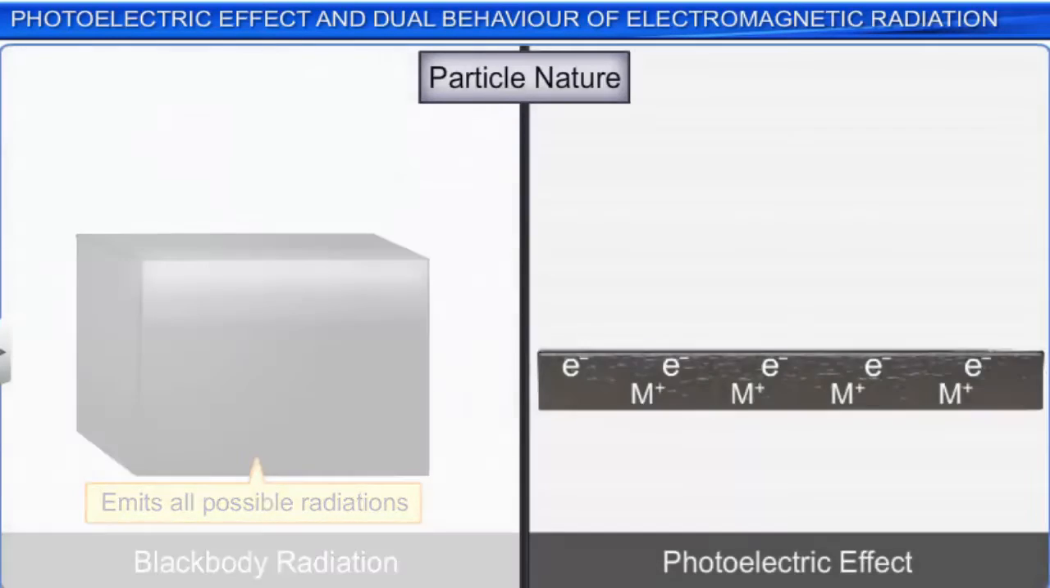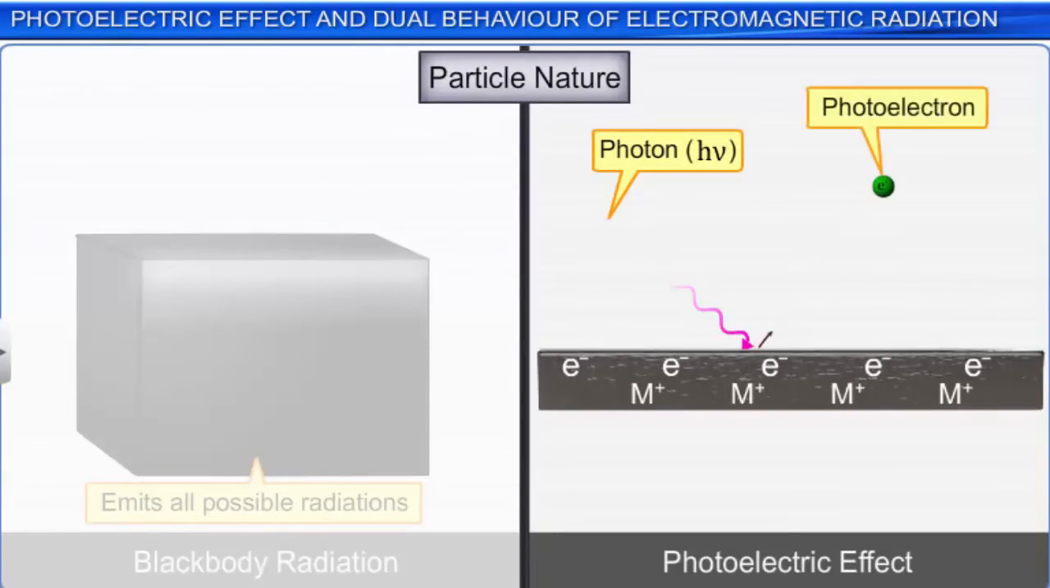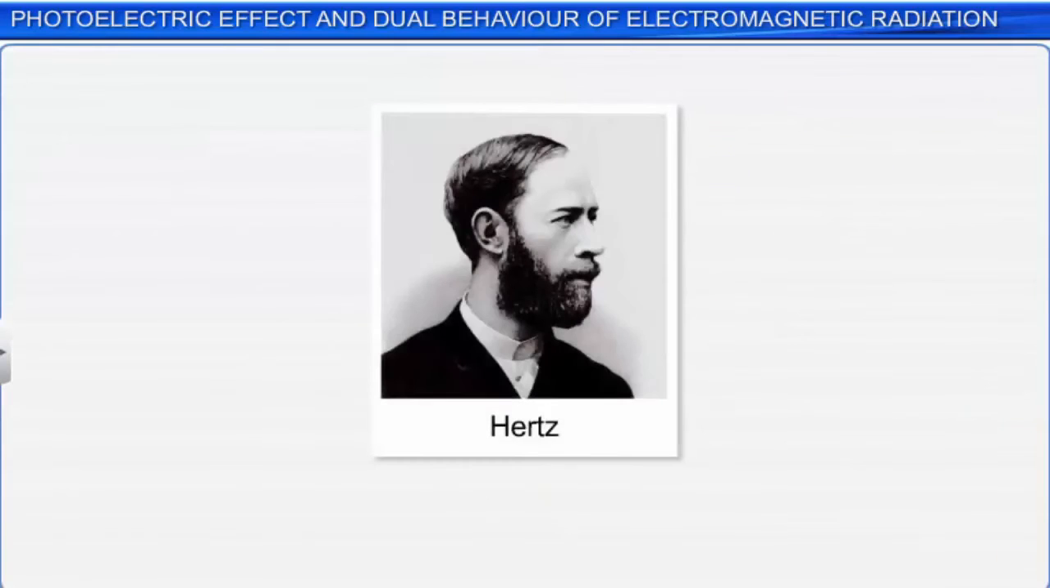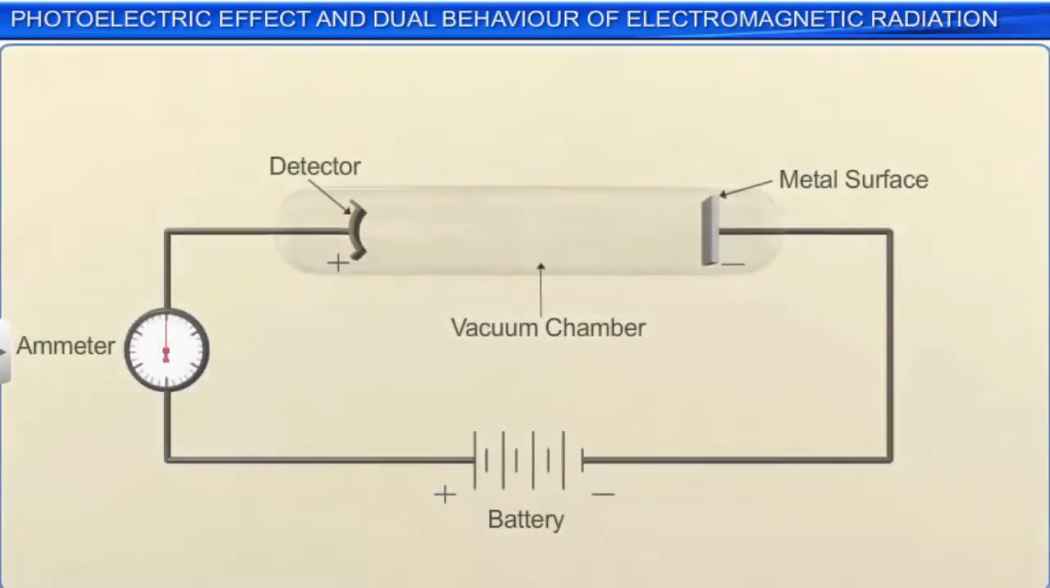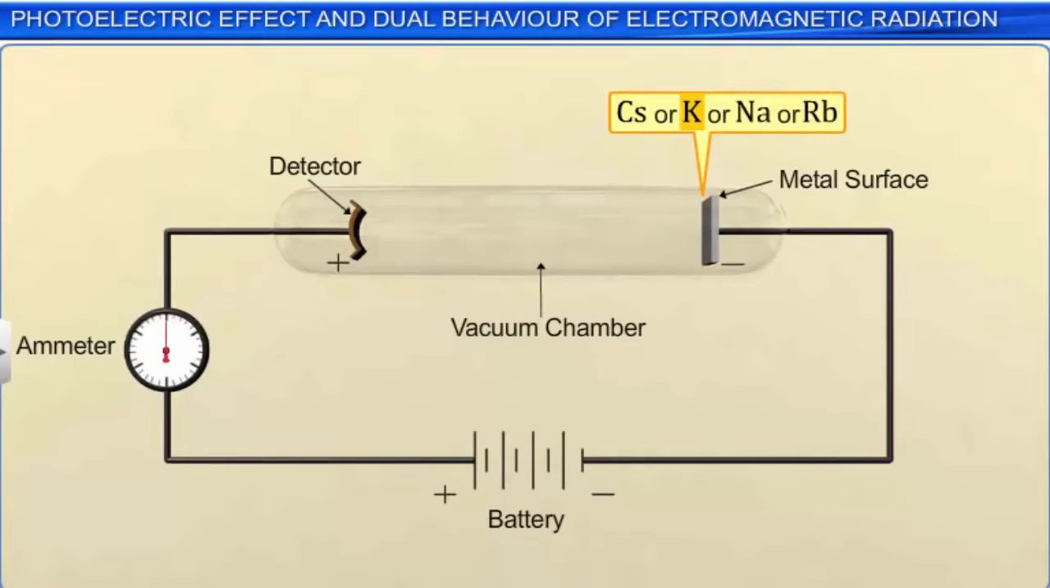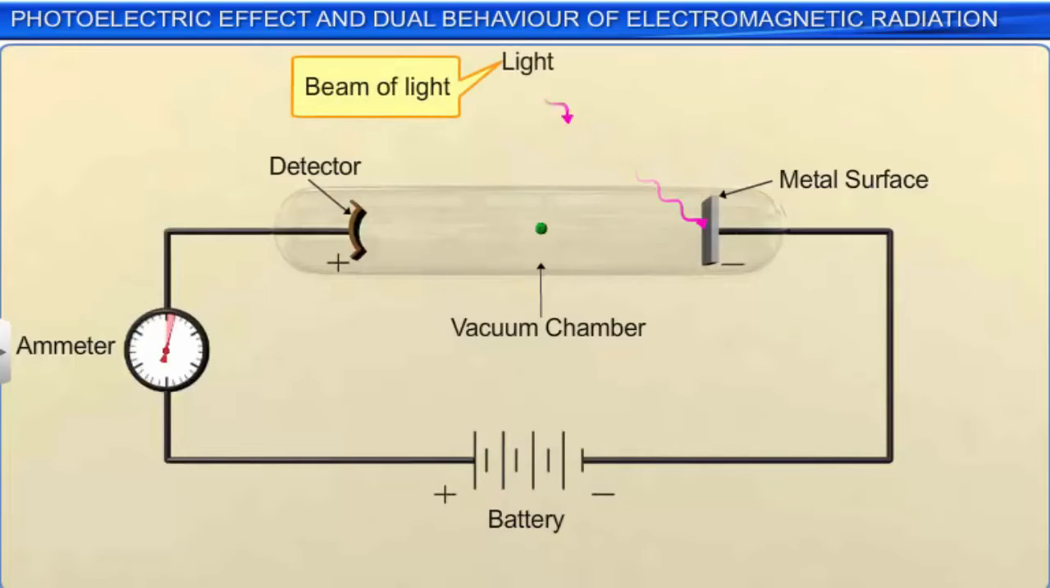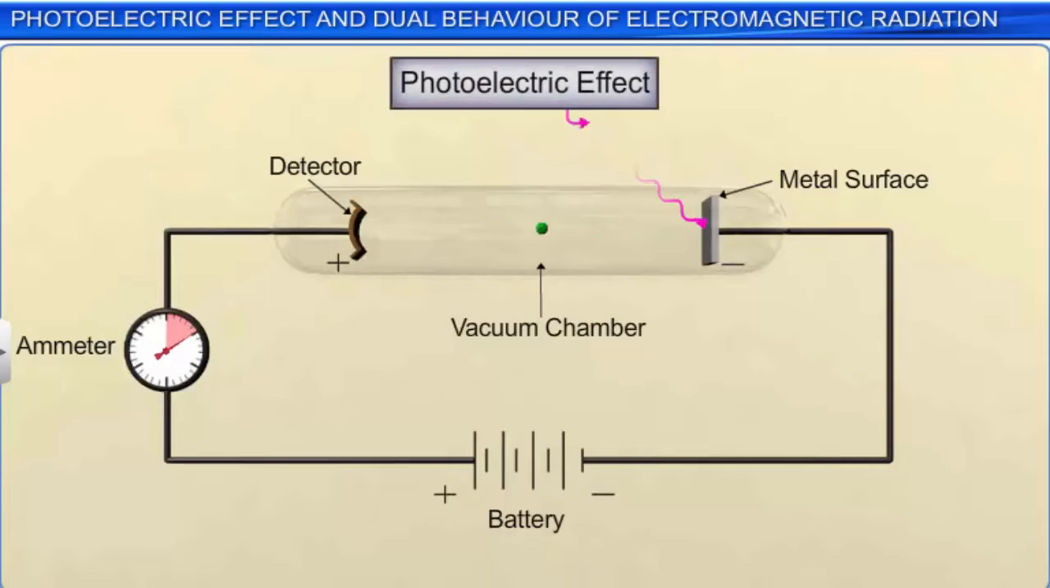on the basis of particle nature. Now let us look at the photoelectric effect, which is also explained on the basis of particle nature. In 1887, Hertz performed an experiment in which he observed that when the surface of certain metals such as cesium, potassium, sodium, rubidium, and so on are exposed to a beam of light, as shown, electrons were ejected. This is called the photoelectric effect.